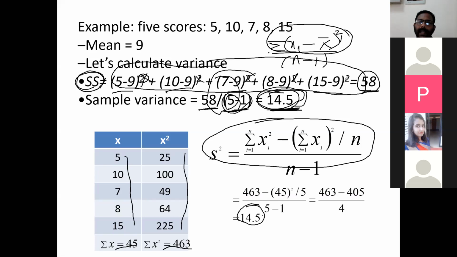If you don't square it, what is the answer here? It is 0. So we try to measure the variance, but ultimately we end up with 0 here. Therefore, that's why we are squaring each and every observation, right?